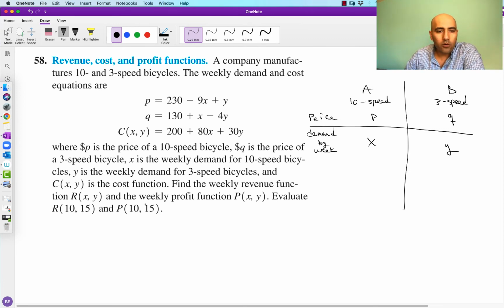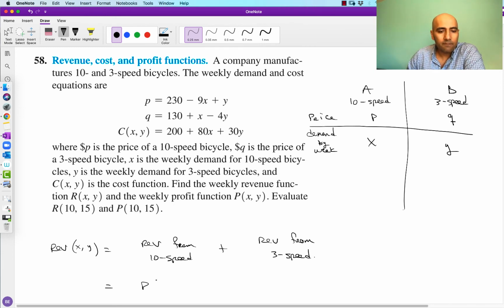Okay, so for revenue, we know that revenue is the total amount of money collected. So revenue of X, Y is going to be all the revenue from the 10 speeder, plus the revenue from the 3 speeder. Good. So the revenue for the 10 speeder is going to be equal to the price, P, times the demand, which is X. That looks like function notation here. Let me restate that.